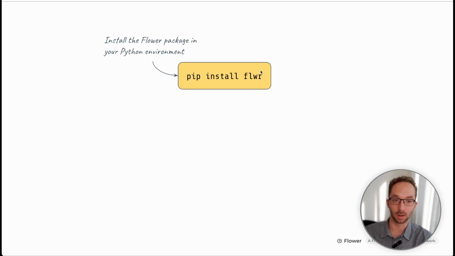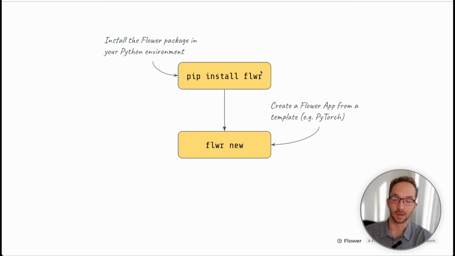Once it is installed, you can use the flwr new command. With flwr new, you will be able to create a Flower app based on some of the built-in templates that Flower has. There are several built-in templates. Each template is designed with a particular ML or AI framework in mind. For example, there is a PyTorch template, there is a TensorFlow template, there is JAX, MLX, Hugging Face, and so on. In this tutorial, we will look into the PyTorch template, but all templates are very similar.